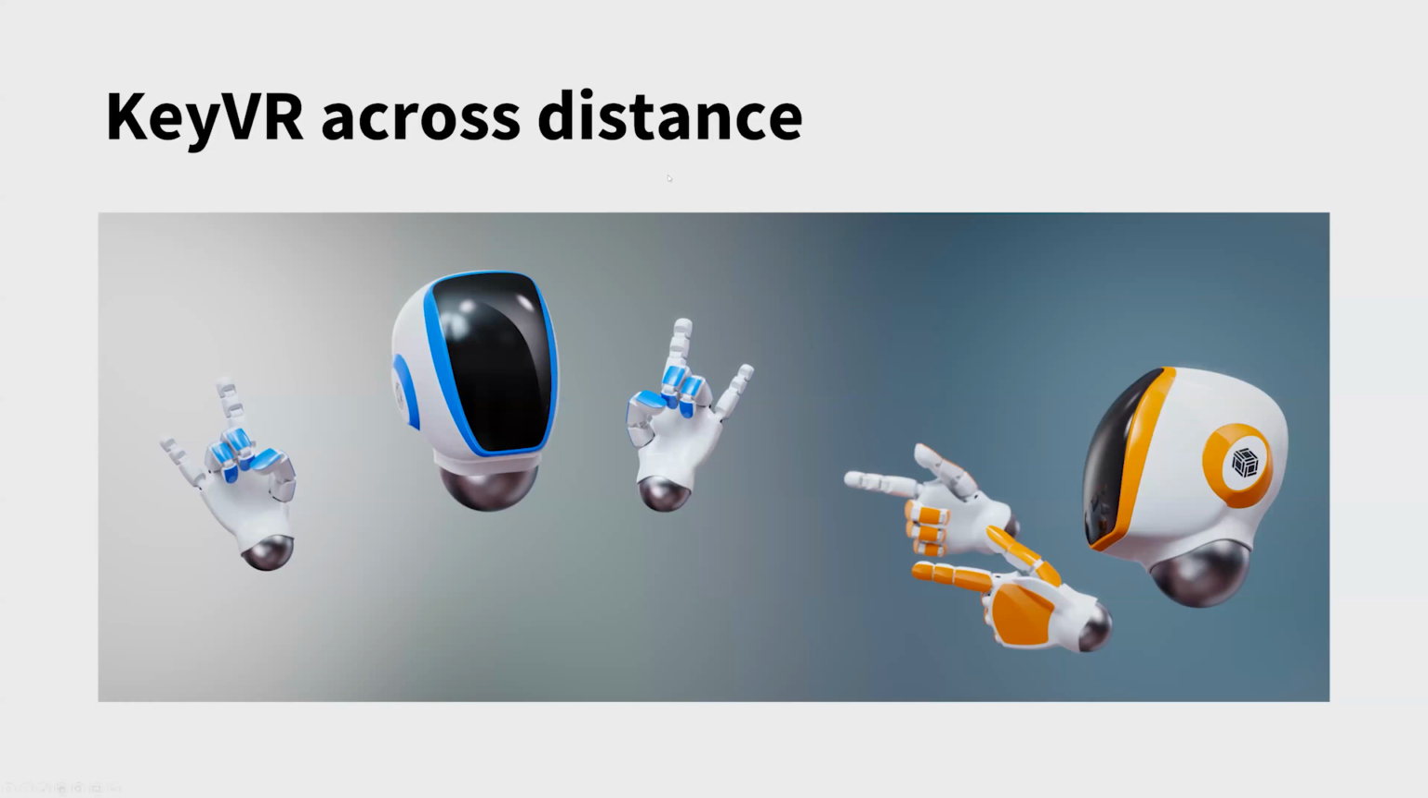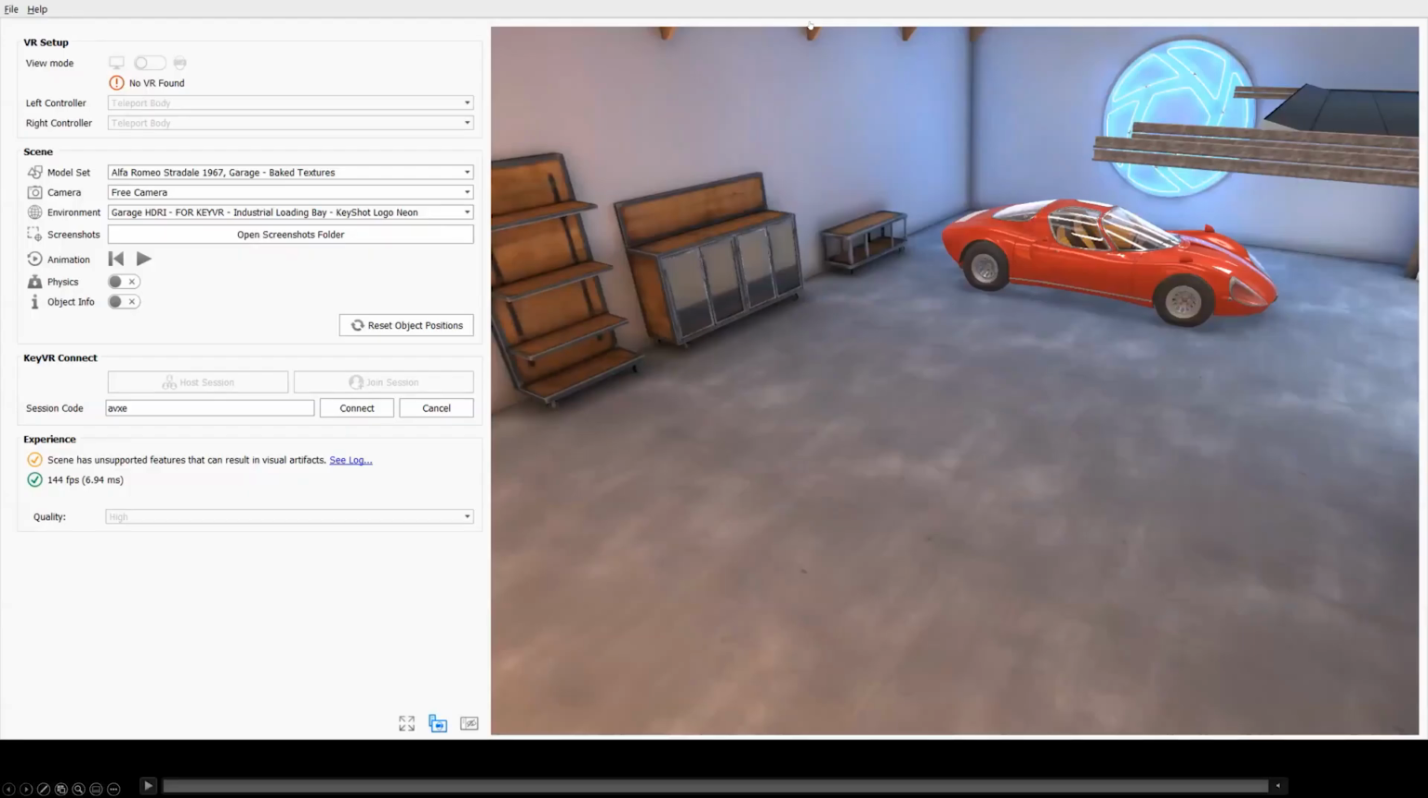This is what we want to solve with KeyVR Connect. We want to connect KeyVR across the internet so that you can talk together. You may notice that we've introduced two new buttons, one called Host Session and one called Join Session. I've loaded up a scene here, and I've already pressed Host Session on another machine connected far away. I've been given a session code so that I can now join the other people in VR by pressing the Join button and then entering the session code, and I'm going to press Connect.